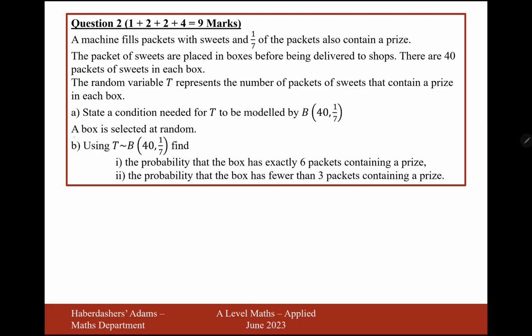Okay, so part B, a box is selected at random. Using t is binomially distributed with 40 trials and 1/7, find the probability that the box contains exactly six packets containing a prize. So what we want to work out here for part B is the probability that t equals 6 exactly. So we're going to need to do that on the calculator.